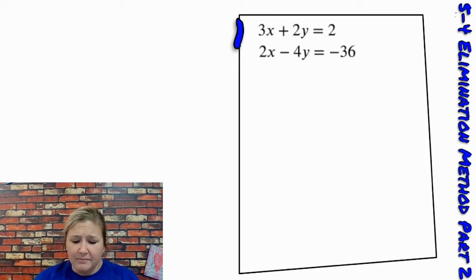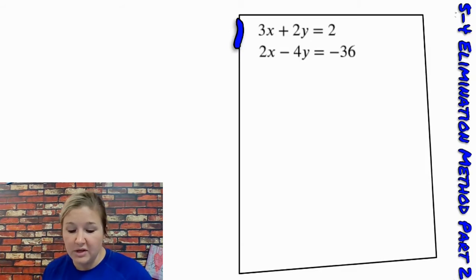So let's do the first example. We have 3x plus 2y equals 2, and then our second equation is 2x minus 4y equals negative 36. Now, there are lots of different ways you can approach this, but notice that the signs in front of y are opposite. So I'm going to make one of those equations have the same coefficient. That way I can add them together and they eliminate, because that's really fun when they have the same coefficient.